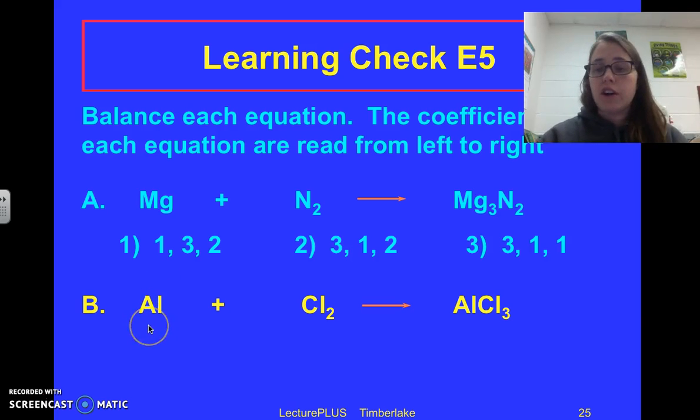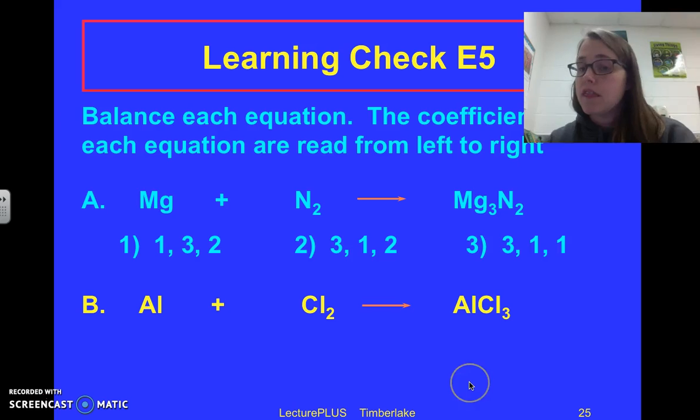Let's try this one. Go ahead and pause it and do it. Okay, if you wrote there is aluminum and chlorine on this side, Al and Cl on this side, and Al and Cl on this side, that's good. Now you counted them. If you started with 1 aluminum and 2 chlorines, that's good. And 1 and 3 on this side, that's good. But that also means it's not balanced.